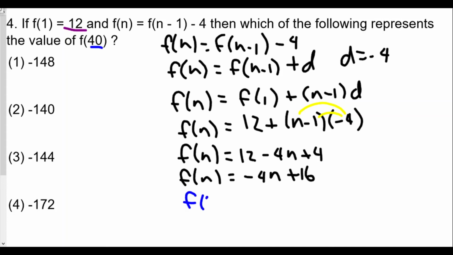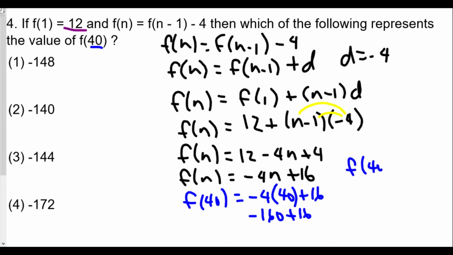So f40 will equal -4 times 40 plus 16, which really is going to be -160 plus 16. And therefore f40 will equal -144, because 160 minus 16 is 144. In that case, choice 3.